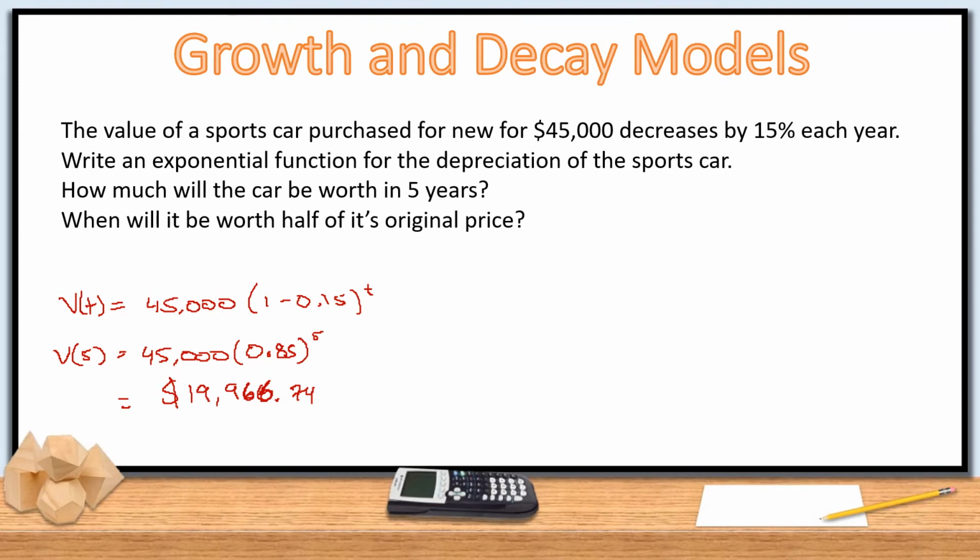All right, part 2, when will it be worth half of its original price? So half of 45,000 is, what's that, 22,500. So 22,500 is equal to 45,000 times 0.85 to the power of t. Now this is the hard part because we don't know the value of t. That's what we need to solve for. There's no algebraic way of doing this without going into logarithms, which we don't know how to do yet. So this is one that we're going to solve by graphing for now.